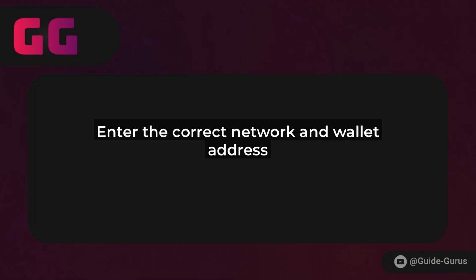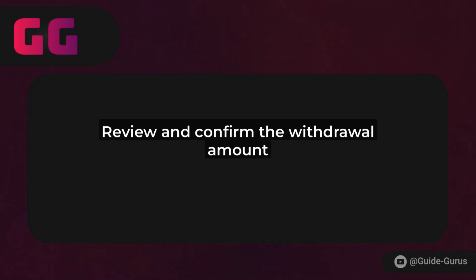Step 4. Enter the amount you want to withdraw. Keep an eye on the fees. Coinbase might charge a small transaction fee, so factor that into your total. Step 5. Review all the details carefully, then hit Confirm. You'll get a confirmation email or notification from Coinbase.